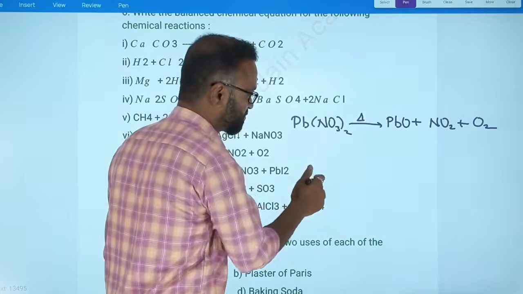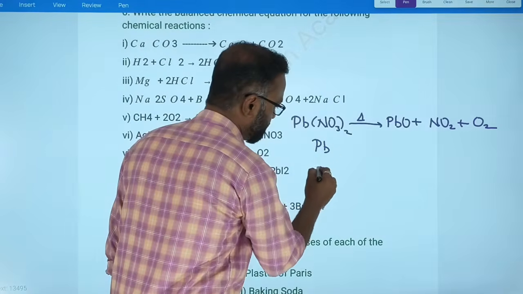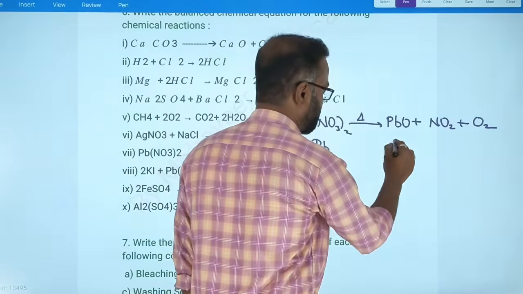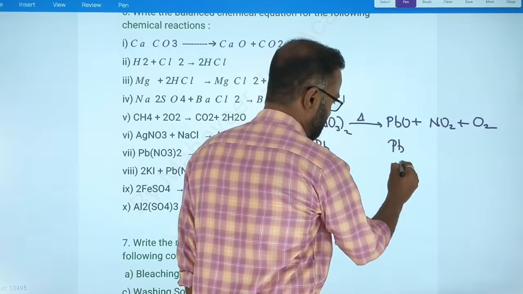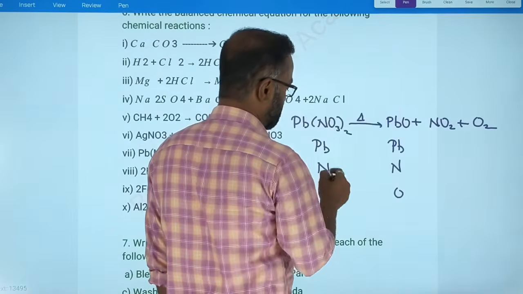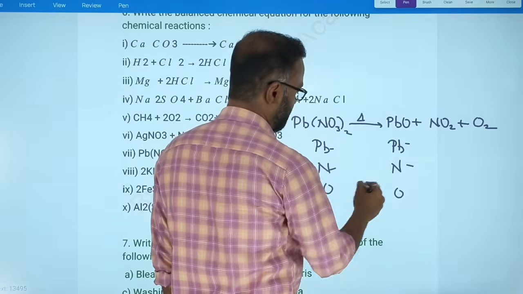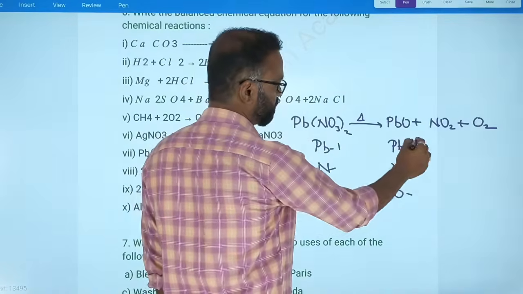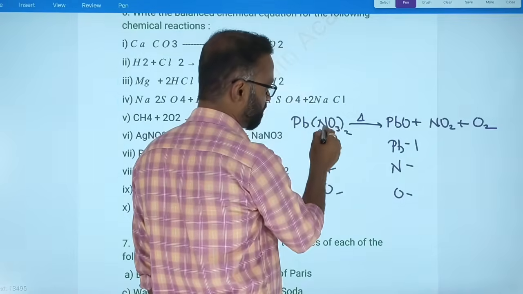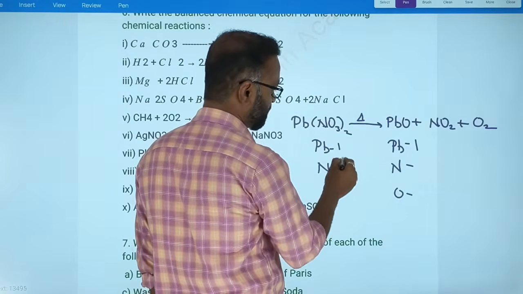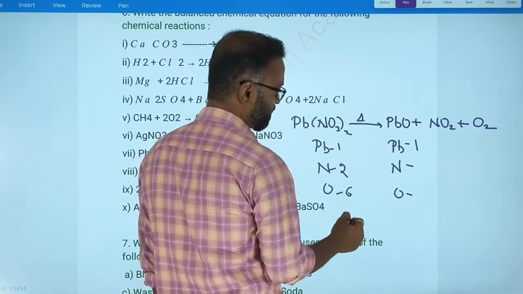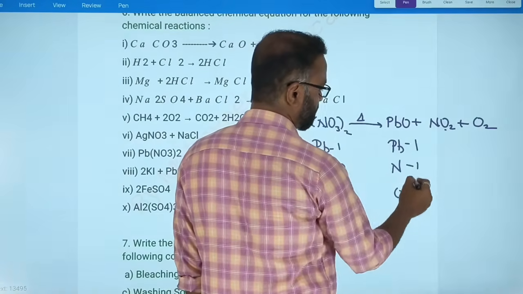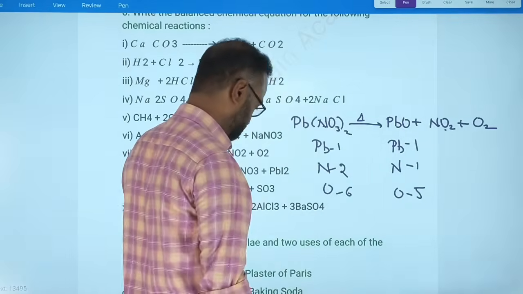First, list down the atoms. Lead, nitrogen and oxygen are there on the reactant side, and definitely on the product side also it will be the same. How many atoms are there on each side? Lead is 1 on the reactant side and only 1 here as well. Nitrogen 2 are there, oxygen 3 2s are 6. Here nitrogen 1 is there, oxygen 2 plus 2 is 4, 4 plus 1 is 5.